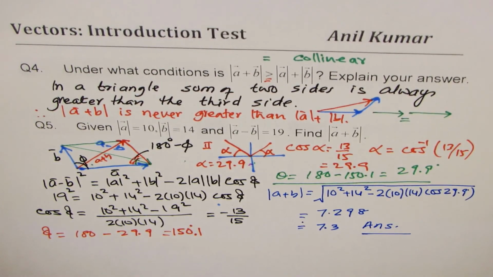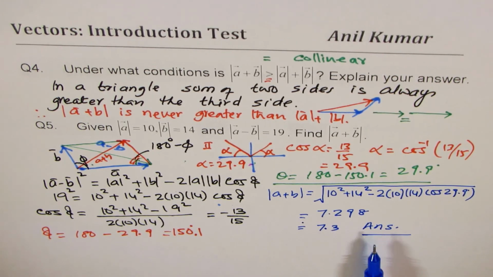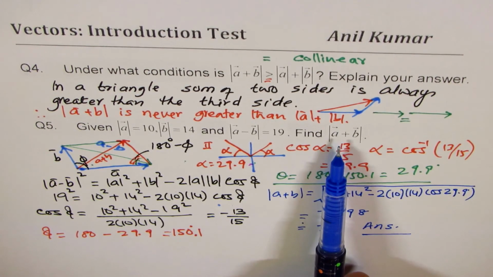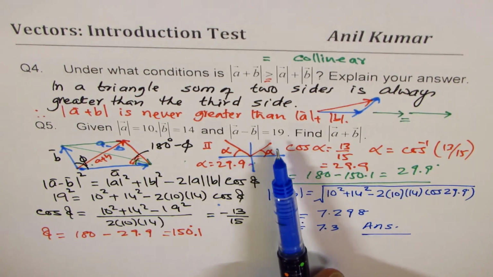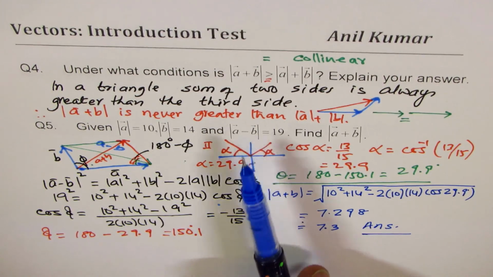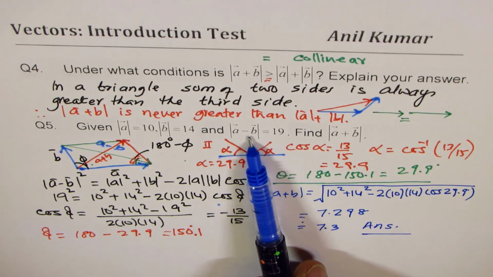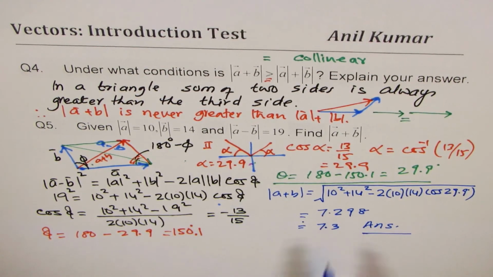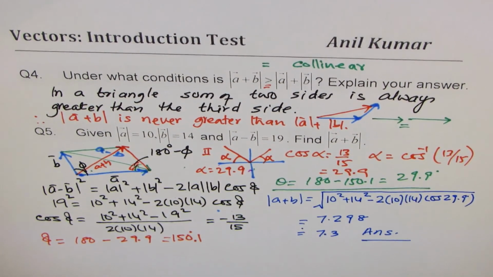So I hope the solution is clear to you. That is how we could find the solution. You will note that the sum of the two vectors is much smaller than the difference. The angle in this particular case is an obtuse angle, so in such a case, that will be the case. Is it okay? So it makes sense. So let's move on and do question number 6.